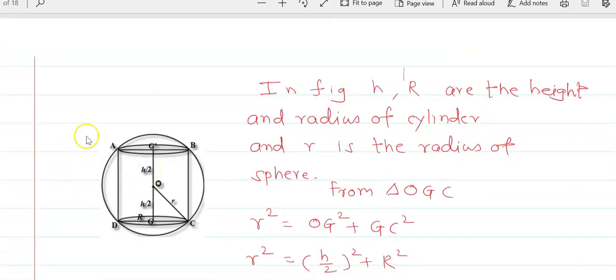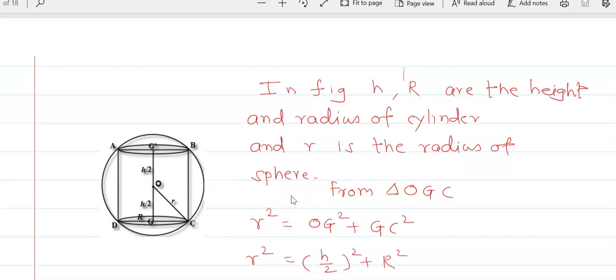See this here, this is the sphere, r is the radius, and the total height is h. This is h by 2. The radius of the sphere is small r and the radius of the cylinder is capital R. Now in the figure, small h and capital R are the height and the radius of the cylinder, and small r is the radius of the sphere.